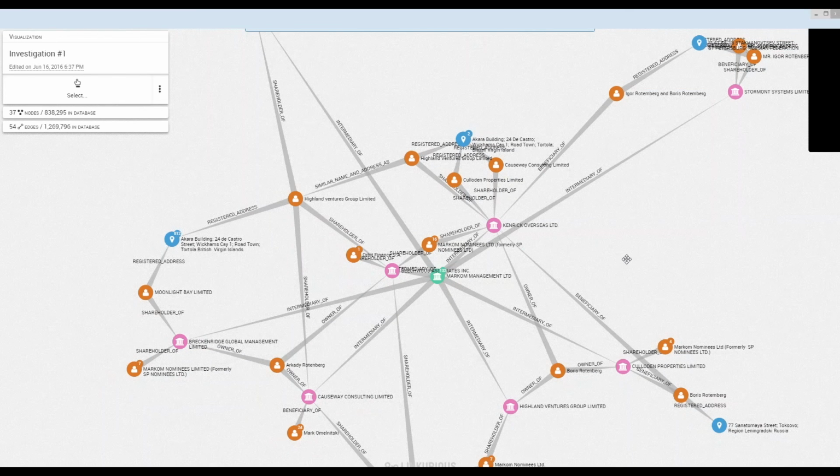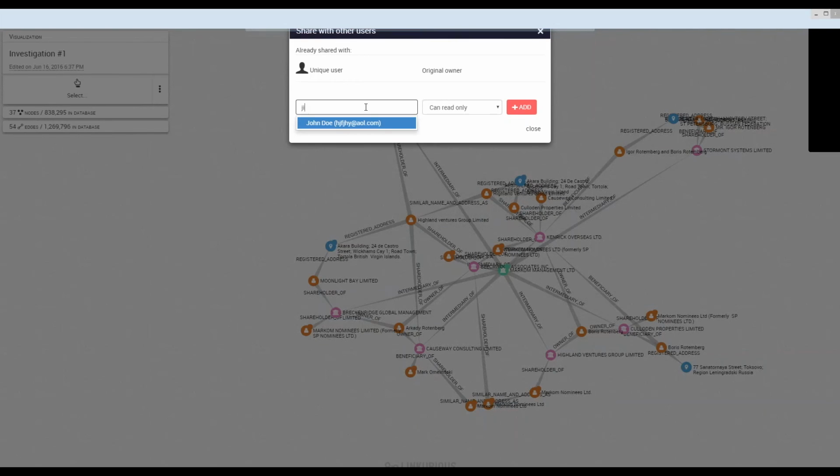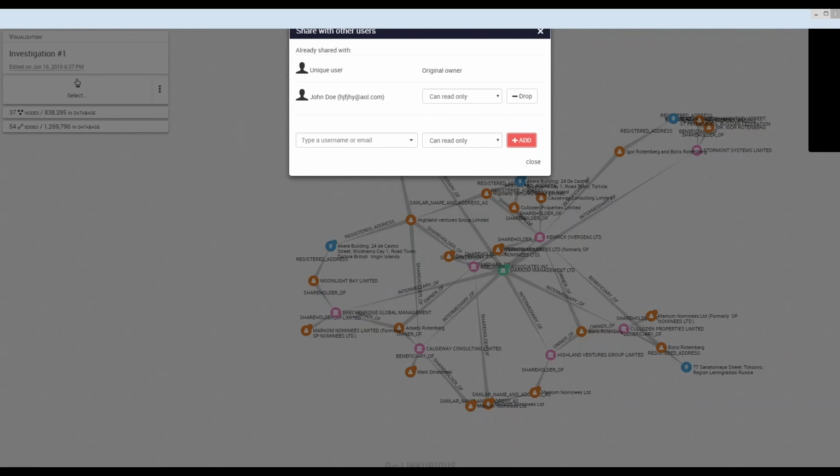I can share the result of my investigation with a colleague. So let's say I'm working with John Doe, who is also the original leaker of the Panama Papers data. I'm adding him to the document with read-only access, and now John is able to view the visualization that we have just built together. I'm closing now.